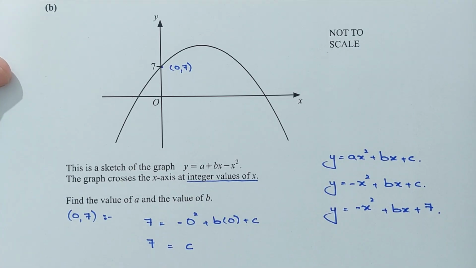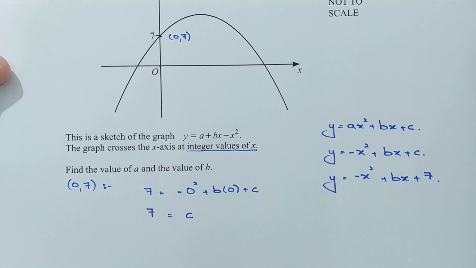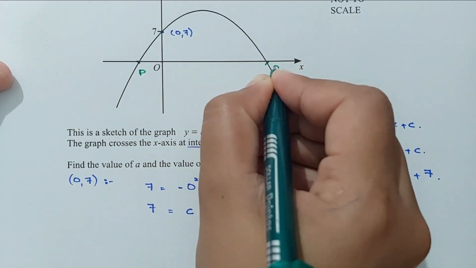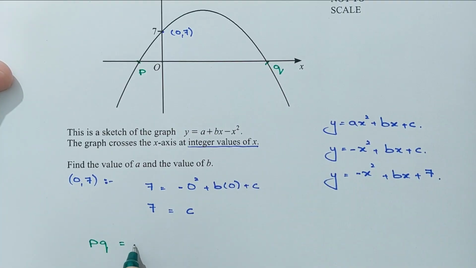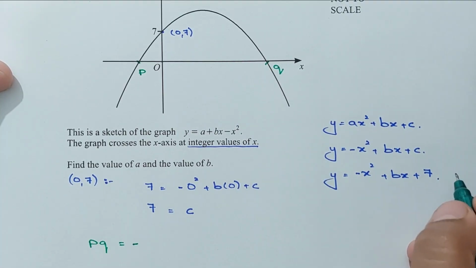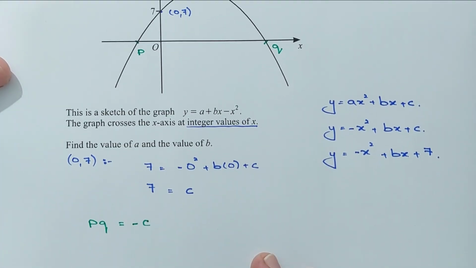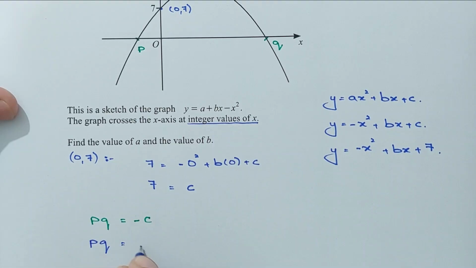What other information can we use in this question? The graph crosses the x-axis at integer values of x. We have a concept that the zeros, or the x-intercepts, let's say this x-intercept is p and this x-intercept is q. The product of the x-intercepts is equal to the negative of the c value. The c value is 7 over here, right? So pq is equal to negative 7.